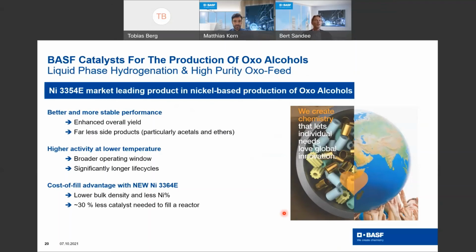We're presenting here a cost of fill advantage with our new 3364, which offers you right away from the very beginning a cheaper alternative to 3354. And that could also be a strategic decision if, for instance, you cannot work with life cycles that long because you need to exchange your catalyst for EHS reasons, for having your unit checked on the internals. And then 3364 could be a better option as well.